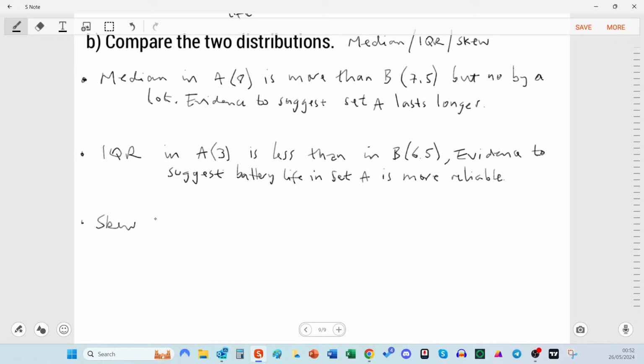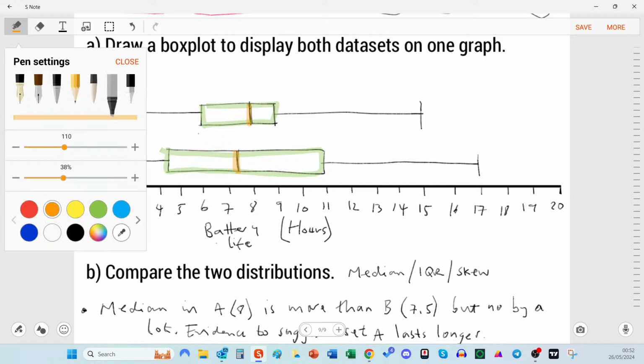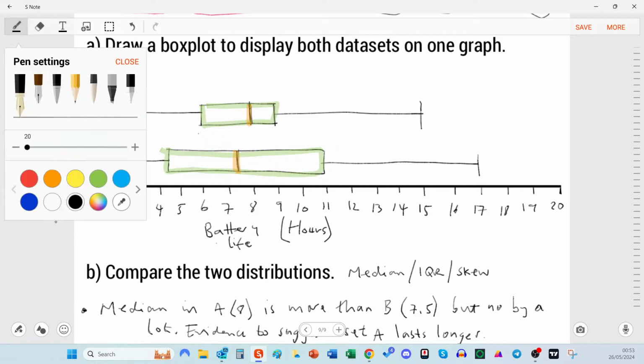So the skew in both is symmetrical. What does that mean? Well, we only need to look at the box. Okay? So this is the only place we're going to look for skew. And what about it? It's where the median is. Now I'm going to tell you there's quite a lot of movement that it can make before it's considered positive or negative skew.